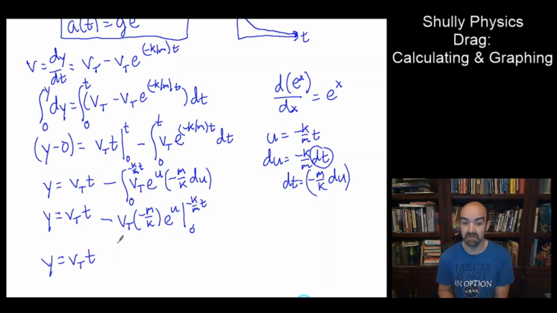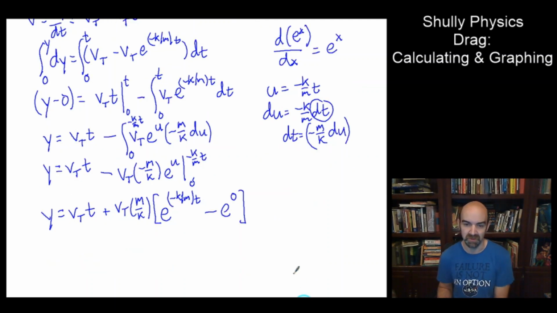Negative times a negative is a positive. So we're going to have a plus terminal velocity times m over k. And in here, we're going to have an e to the negative k over m t. Told you that won't go away. Minus e to the 0. We're plugging in 0. That's a 1. Any number to the 0 power is 1.